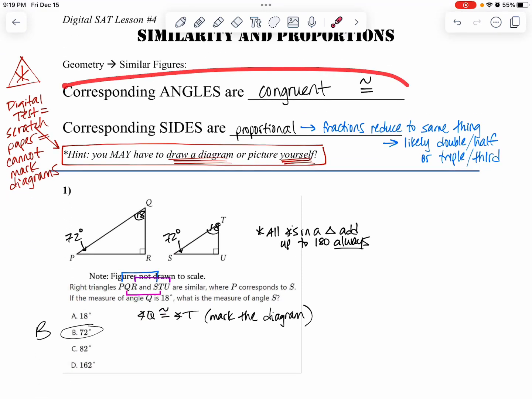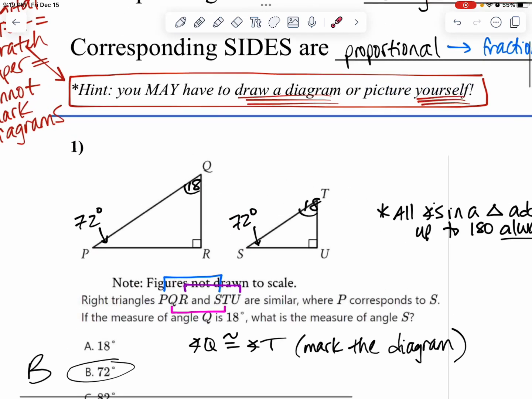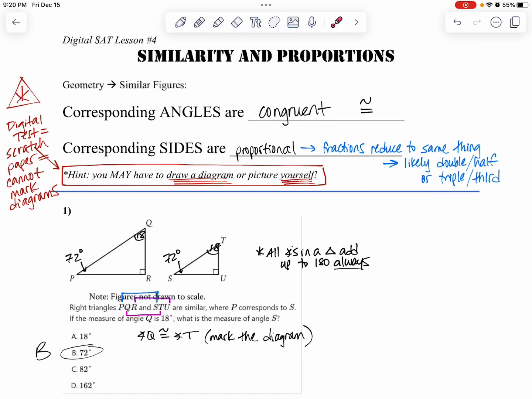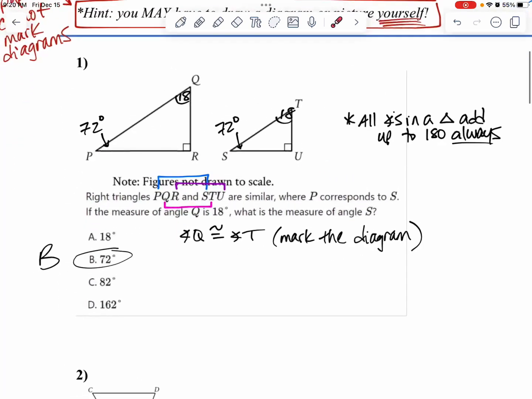Let me talk about what we wrote here for similar figures. You know how you can trace this in Notability and then pinch it and make it smaller? The thing about that is that the angles are the exact same measurement, but the sides become a little bit smaller or bigger. That is what we're talking about here when we say corresponding angles are congruent, but sides are proportional, okay? So anyways, let's dive right into number 1.